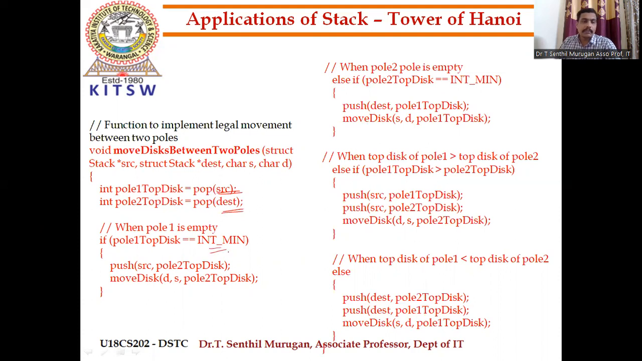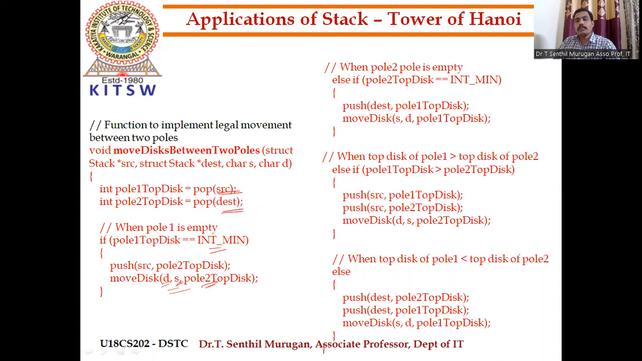It is int minimum value. Int minimum means we are checking whether it is empty or not. If it is empty, we have to push the values one by one, from source to pole 2's top disk. One value will be moved there. Move disk is a separate function, we will discuss it later. For that, we are sending the destination value, source value, and pole 2's top disk value.